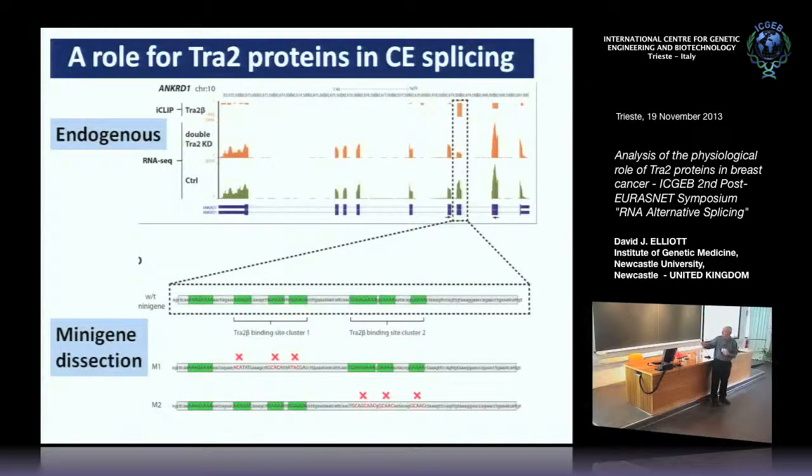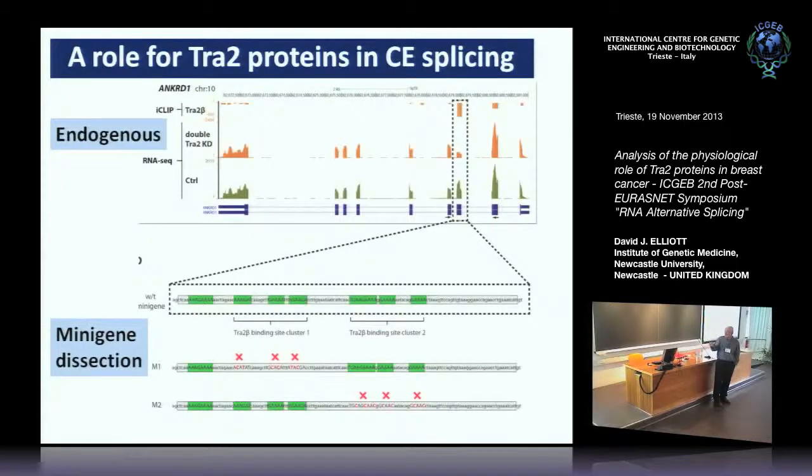This is the regulated exon here. So this is RNAseq from control depleted cells. This is exon 3. And you can see there's quite a high peak. This is after double depletion for Tra2 proteins. So this peak diminishes. So this is one of our high-frequency splicing changes.